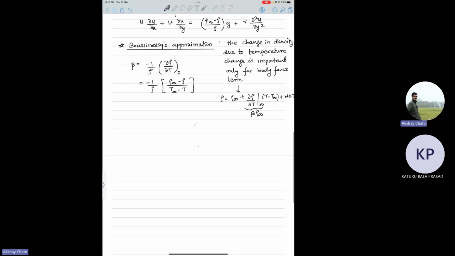And therefore in the end what you get is rho infinity minus rho, which is nothing but rho infinity into g beta into T minus T infinity plus some higher order terms. And what it means is a linear variation in rho with respect to T, by neglecting higher order terms.